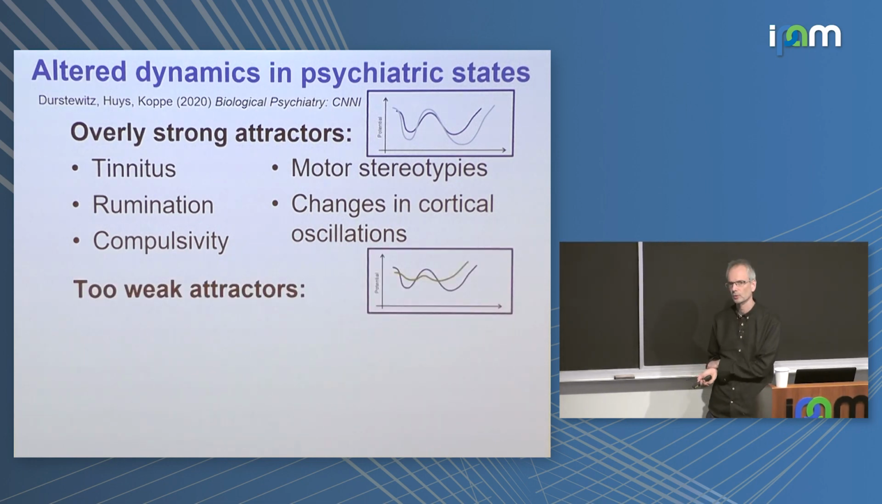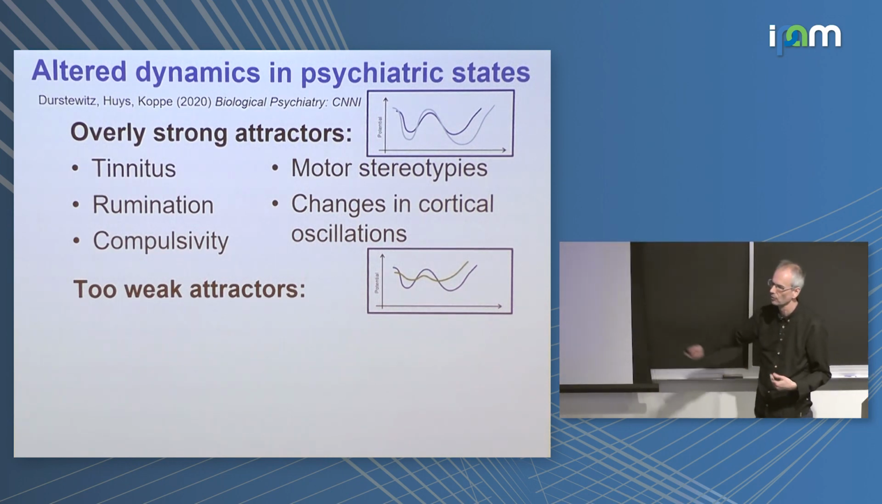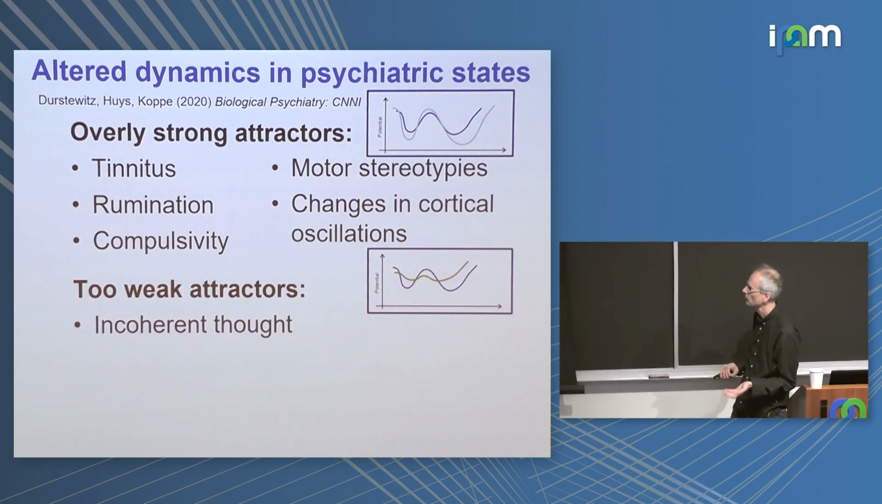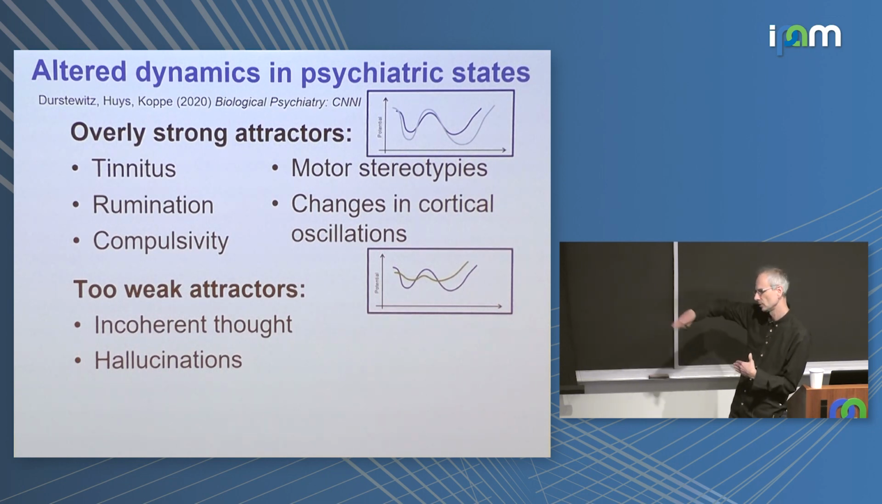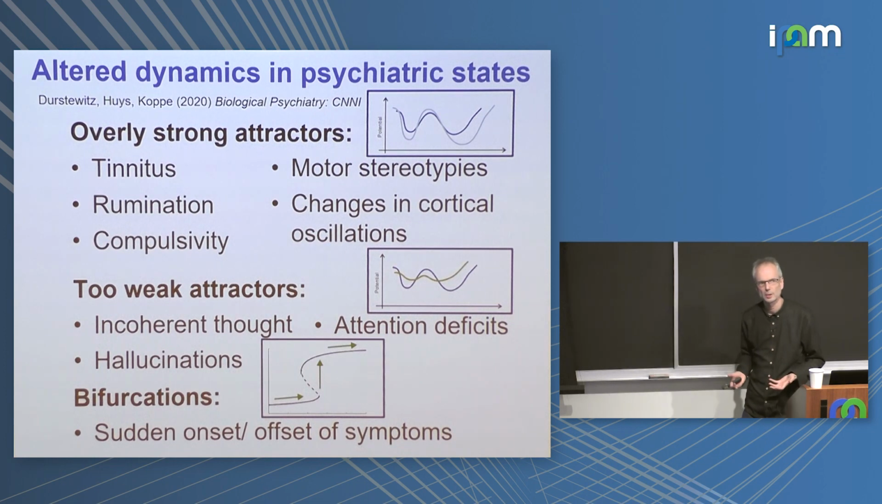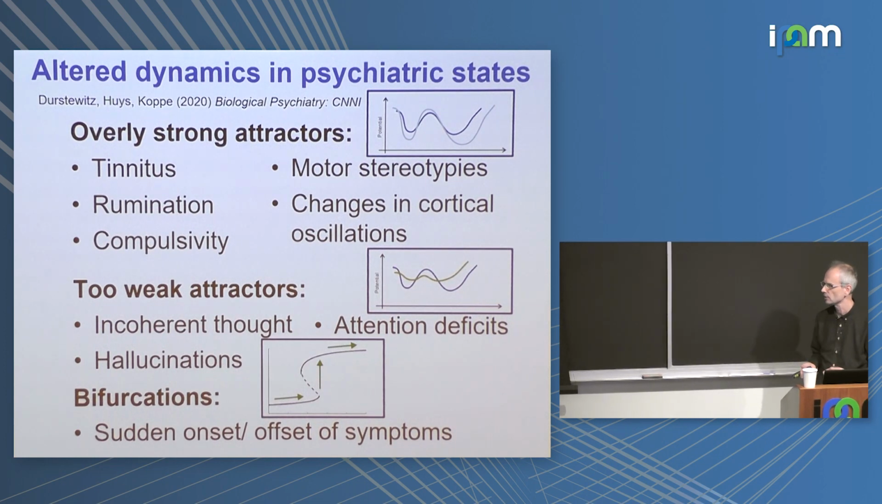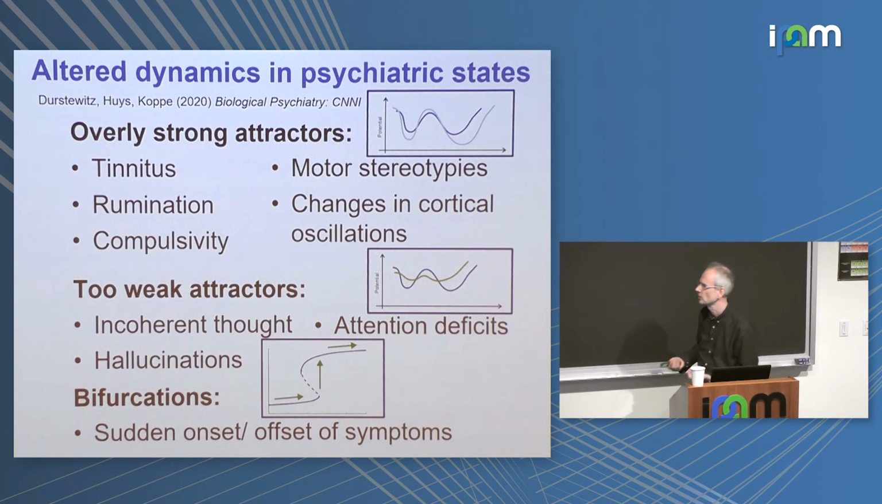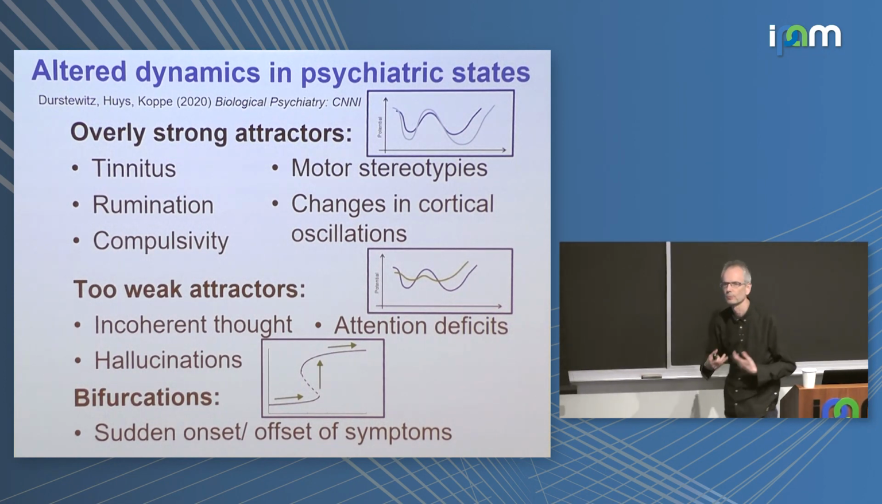If you have too weak attractor states, on the other hand, if your system is imbalanced towards the other end of the spectrum, you might get stuff like incoherent thought that has been described in various diseases, but also schizophrenia, for instance. You might get hallucinations as your representations just pop out or keep popping out, and you might get attention deficits as you cannot hold on to a memory anymore. What I haven't mentioned so far are bifurcations that probably also play a huge role in psychiatry, where you have these sudden onsets and offsets of diseases, or of symptom clusters.